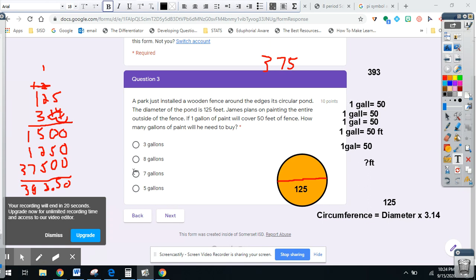So I'm going to keep counting like this until I get to 393. And the answer is going to come out to 8 gallons. I'm going to need 8 total gallons, because if I did 7 gallons times 50, that would give me 350. That would not be far enough. So I'm going to have to go with 8. Your answer here is 8 gallons.